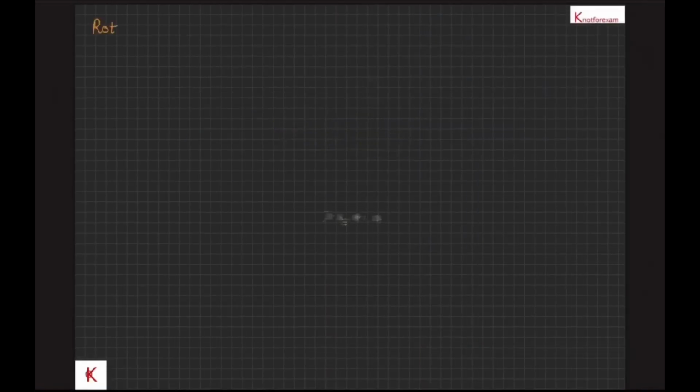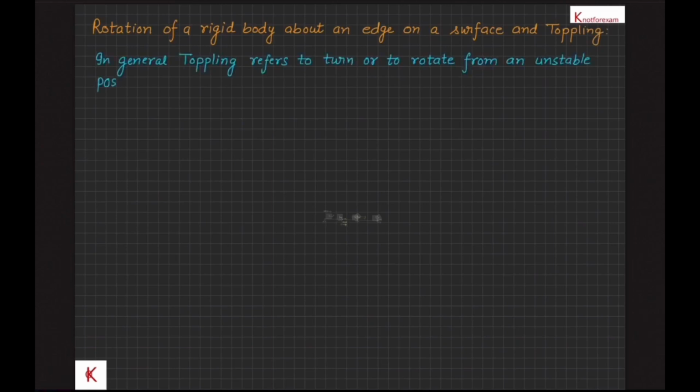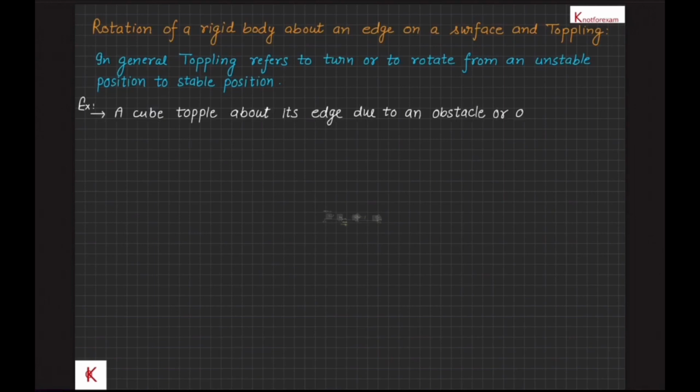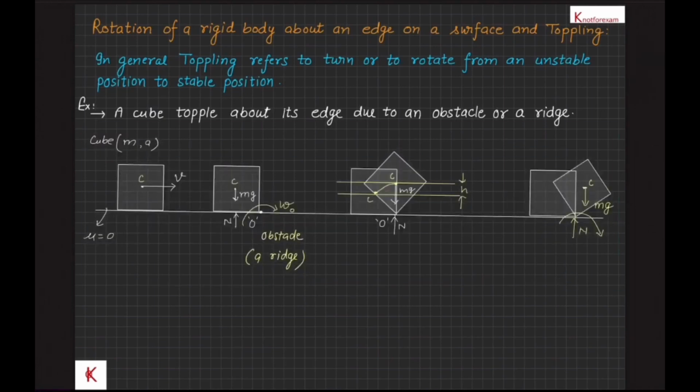We are going to talk about rotation of a rigid body about an edge on a surface and toppling. In general, toppling refers to turn or to rotate from an unstable position to stable position. Let's see some simple cases of toppling. First, see the case of a cube toppling about its edge due to an obstacle or a ridge. As shown in the figure, let a cube of mass m and side length a moving on a smooth surface encounter a ridge and collide with it.